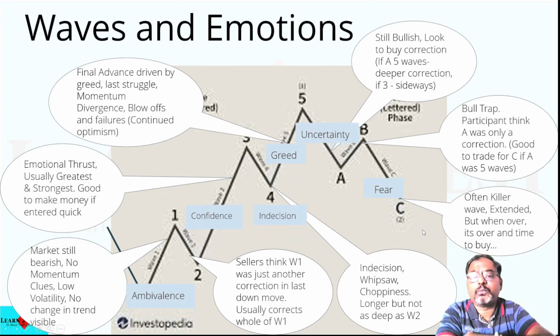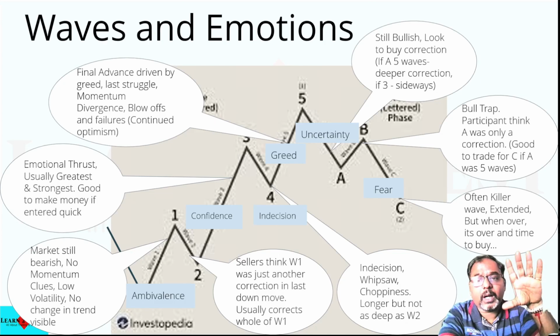If I have to give one single word for wave 1 and wave 2, I would call it ambivalence. A lot of confusion. We are not very sure about that. Wave 3 is about confidence. Wave 4 is about indecision. Wave 5 is the greed wave. Wave A is an uncertain wave, and wave C is the fear wave. Wave B is also an uncertain wave. So wave A and wave B, just like wave 1 and 2, are uncertain waves, and then wave C is a fear wave, which will take everyone down.